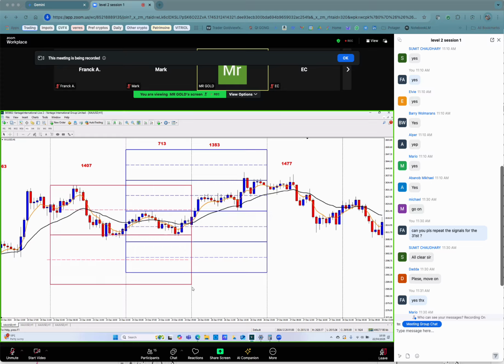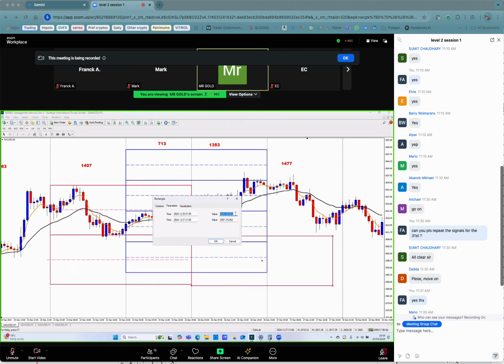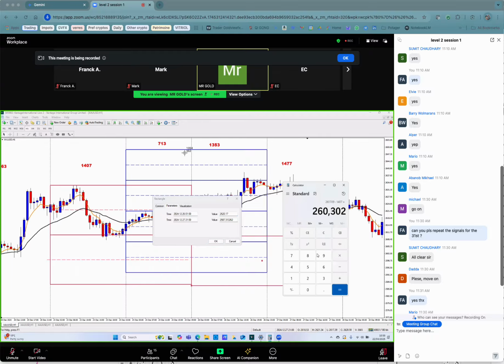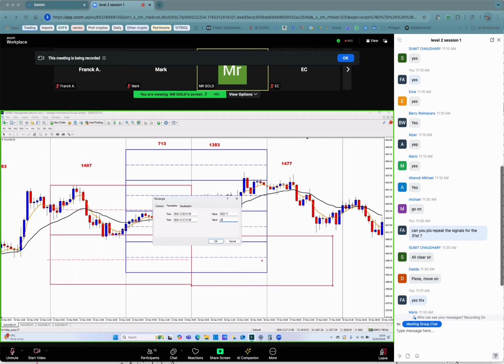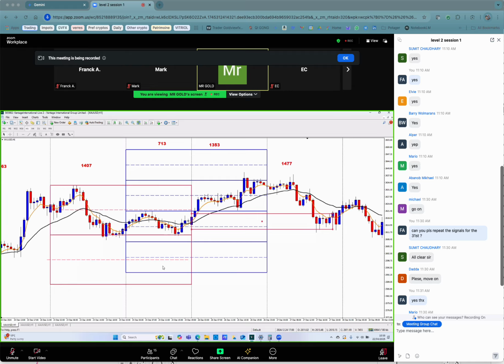Now, let me draw the current day's box here and see if there's any changes to this dynamic. So let me get myself a red box, move it across on this day, and let's start with the first candle first. Get the high, which is 2620.17, minus the G value, 713, small G value. So let's see what happens. 2613.04, press OK. I get my first box.